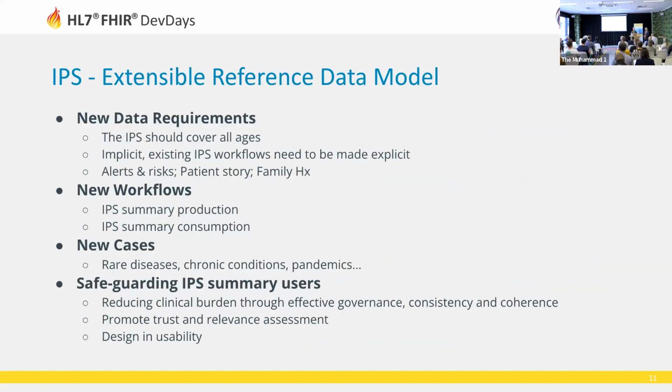So the IPS basically is an extensible reference data model. As far as new data requirements, we want IPS to be able to cover all ages, not only adults. We've got some implicit workflows, and we're trying to do further documentation to make those explicit. We're considering adding some additional material like alerts and risks, the patient story, family history, and things like that. We're looking at new workflows and new cases, including rare diseases and chronic conditions. We've had requests for some of these things. We're also looking at constraints and how to safeguard users of IPS, at aspects of reducing clinical burden, promoting trust, and being able to assess relevance and provenance, and working further on usability to make this a practical thing for people to implement and use.